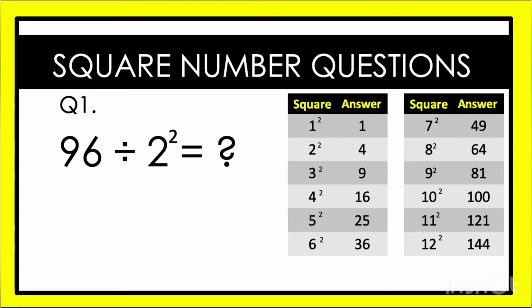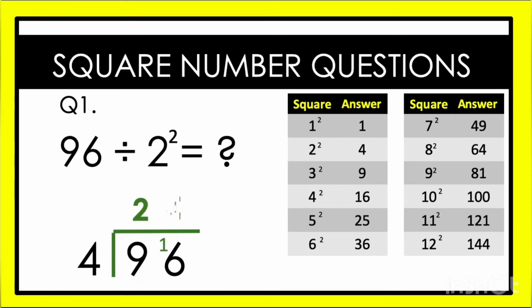96 divided by 2 squared. Well, 2 squared is 4. So look at the question again, 96 divided by 4. If we know our 4 times tables, it's quite easy, or we can do the bus stop method. 96 divided by 4 is 24.